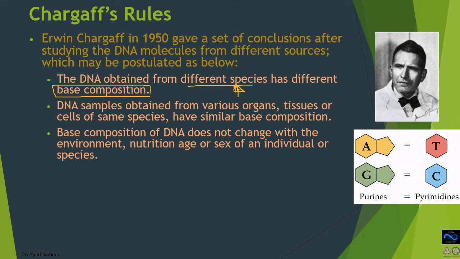Then DNA samples obtained from the same organ, tissue, or the same species will have the same base composition, that is, the percentage of ATGC will be the same, whether it is obtained from a human's eye or a human's leg or some other cell. Third, base composition does not change with nutrition, environment, or sex of an individual of the species. If you are getting a sample of DNA from male and female humans, males will have the same base composition as their female counterparts. As well, it doesn't depend upon nutrition. The thin, lean person will have the same base composition as the obese one.